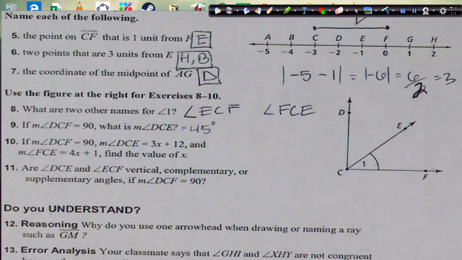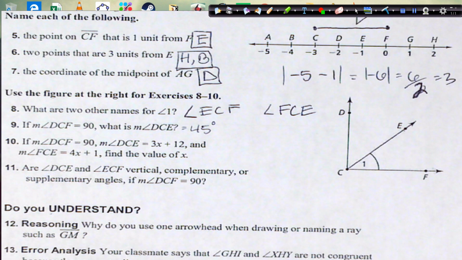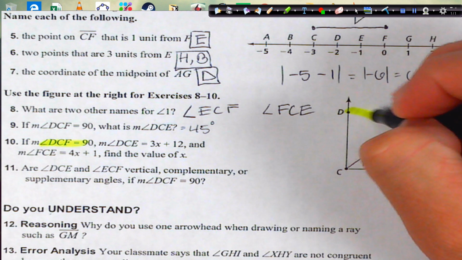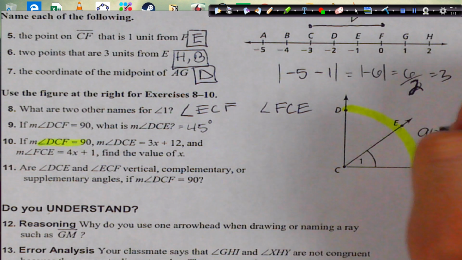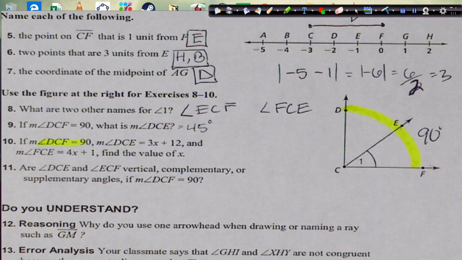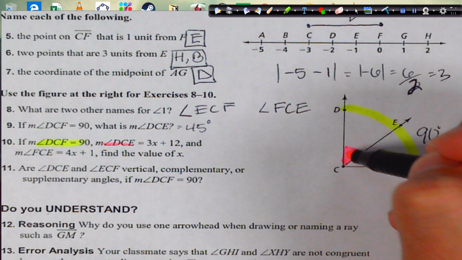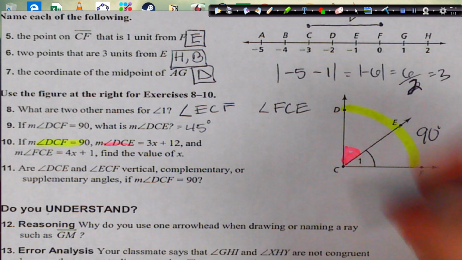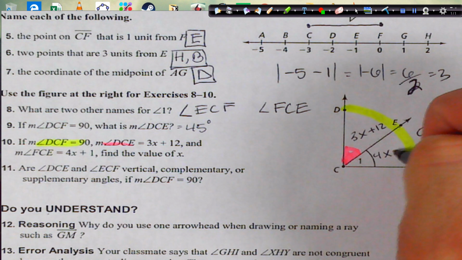DCF equals 90, DCE is 3x plus 12, and FCE is 4x plus 1. Find the value of x. Okay, so if we plug in that information, we have DCF, which is the entire angle here, is 90 degrees. And then we have DCE. DCE is this angle here, which is going to be 3x plus 12, and then the last angle is 4x plus 1.